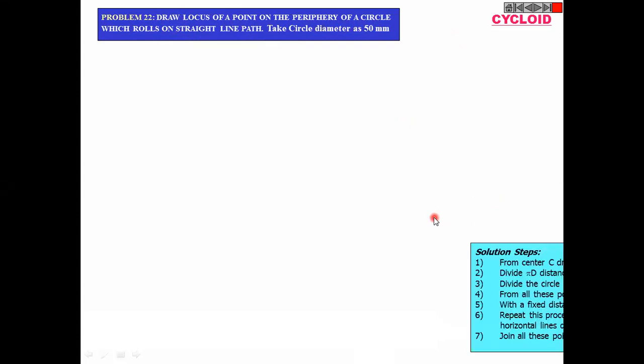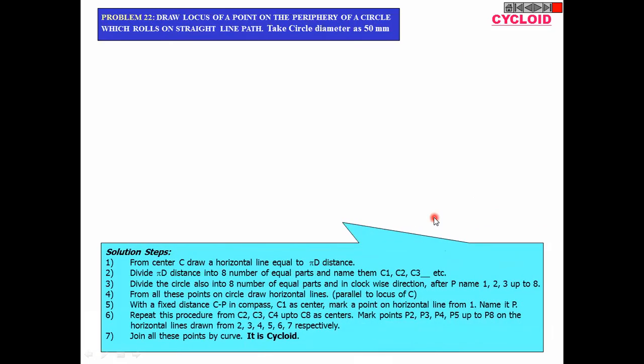Okay, take the circle diameter as something given. How we should do it is very simple and very easy. We need to follow a few steps only. That's it. Very simple. So these are the steps that we will discuss. Now this is the circle. What is given? Circle diameter is 50 mm.